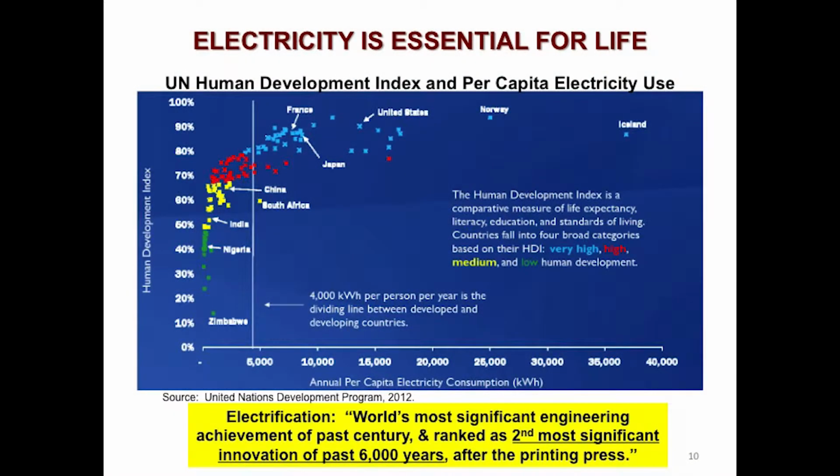Electricity is essential for life, for modern society. This is simply a graph of the UN Quality of Life Index. It shows a very strong correlation between per capita electricity utilization and the UN's Human Development Index. The U.S. National Academy of Sciences identified electrification as the world's most significant engineering achievement of the past century. And a group of experts late last year ranked electricity as the second most significant innovation in the world over the past 6,000 years, second only to the printing press.